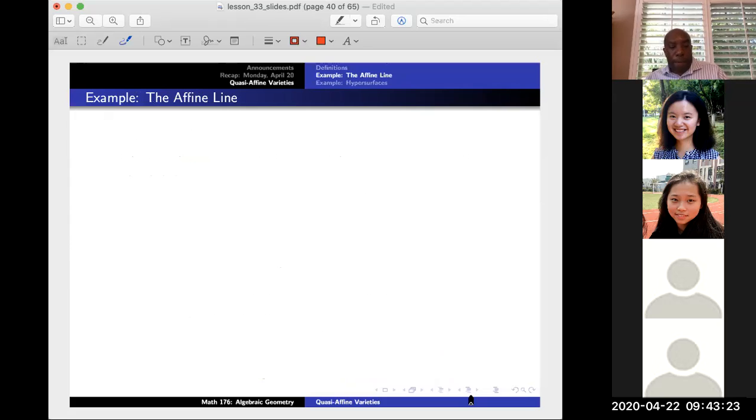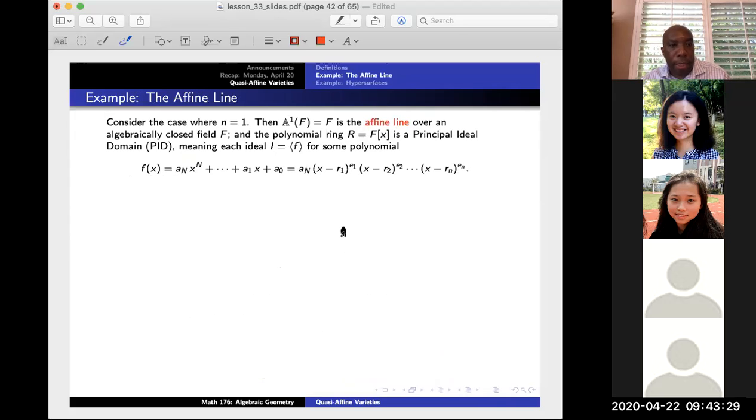Okay, so the first example I want to give is the affine line. What I mean by the affine line is A1 of F. It's just going to be elements from our field, which remember is algebraically closed. Then we can consider the polynomial ring F[x], which we know is a PID, a principal ideal domain. That means every ideal I is generated by one polynomial f. And because we're working over an algebraically closed field, we might as well assume that f factors in this way. We're just going to look at the case when n is equal to 1, so just one variable, like one coordinate.